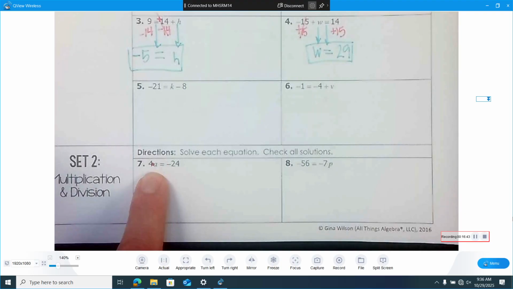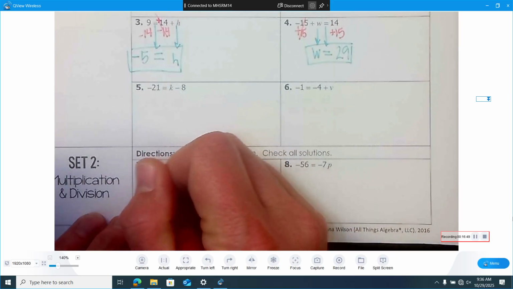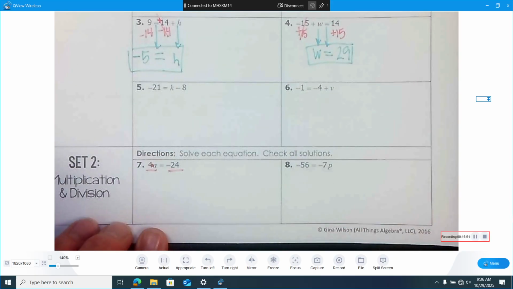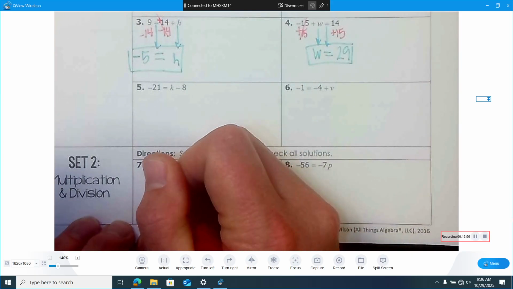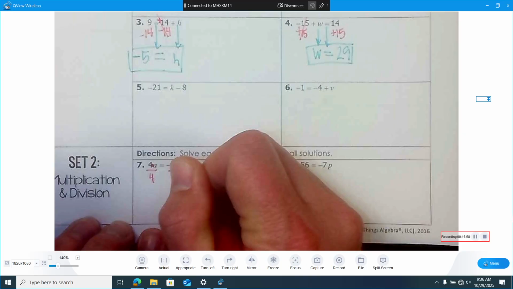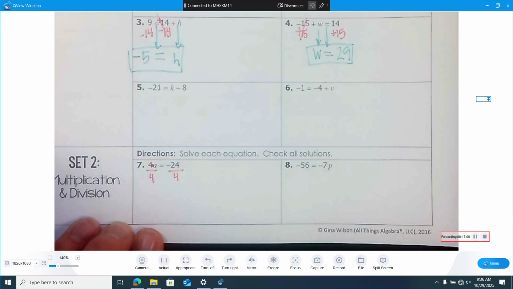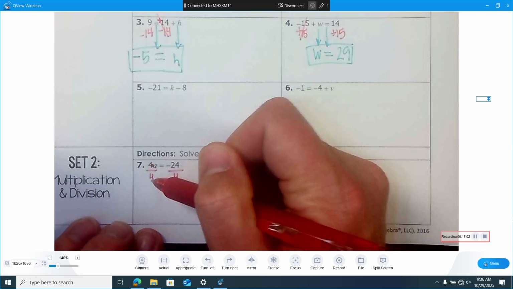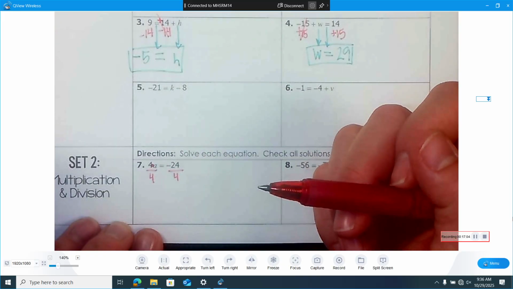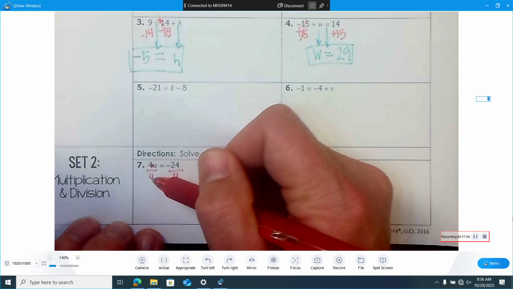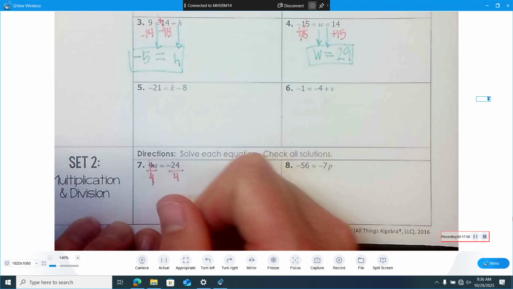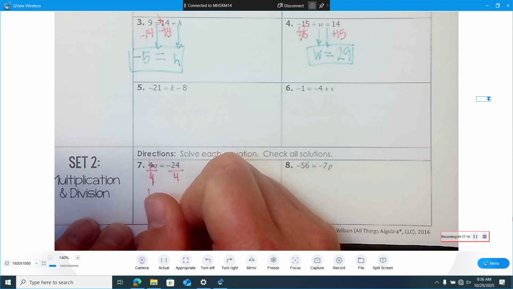Well, how do we break multiplication? What's the inverse of multiply? Divide. So we're going to divide both sides. We're going to use a little division bar because it's easier. Because we want to get rid of the 4, we're going to divide both sides by 4. What is 4 over 4? 1. How many times does 4 go into itself? 1 time. So that is a 1A.